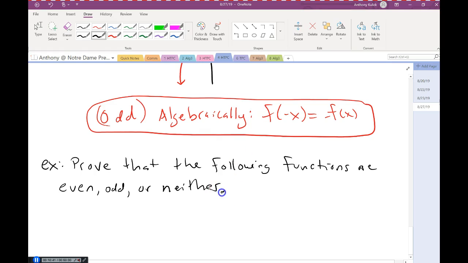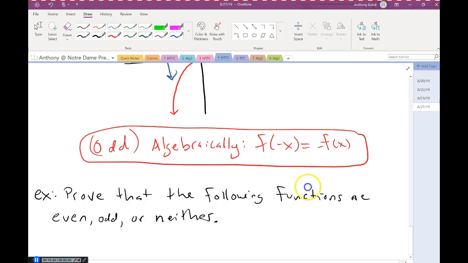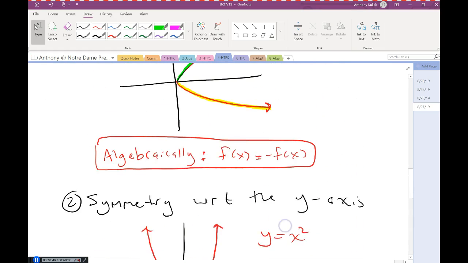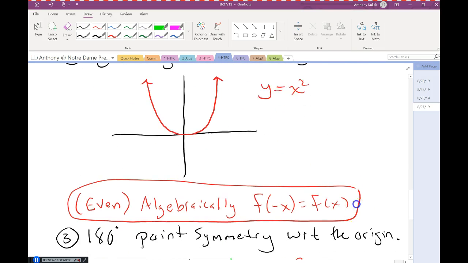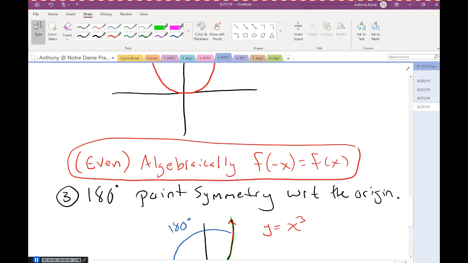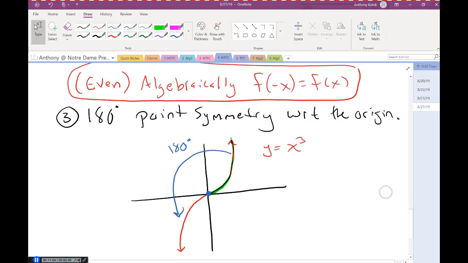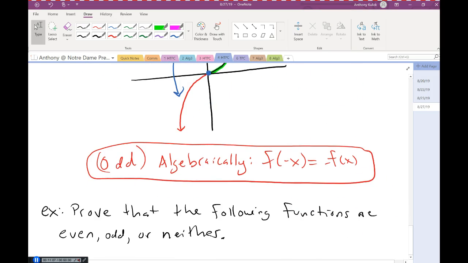So, just to rehash here before we move forward. If we're symmetric about the x-axis, we need to check to see f of x equals negative f of x. To check to see if we're symmetric about the y-axis, or even, we have to check to see f of negative x equals f of x. And if we have 180 degree point symmetry with respect to the origin, or odd, we need to check to see if f of negative x equals negative f of x.